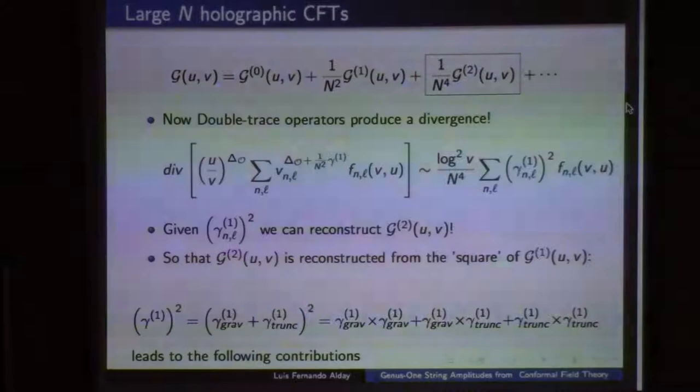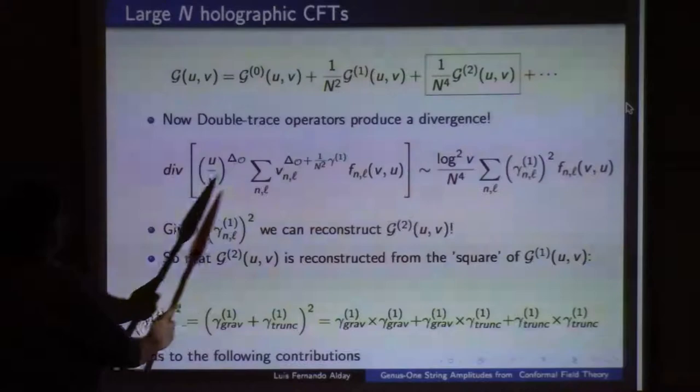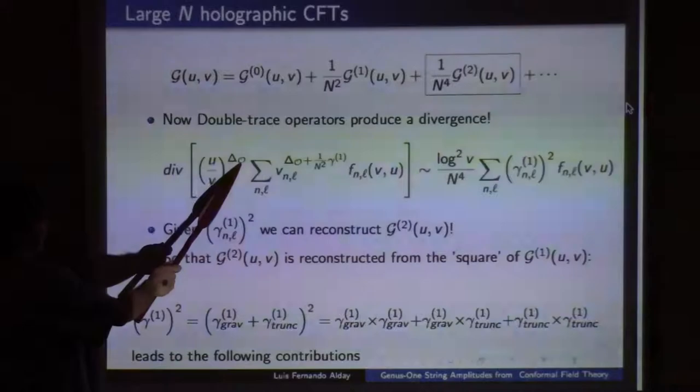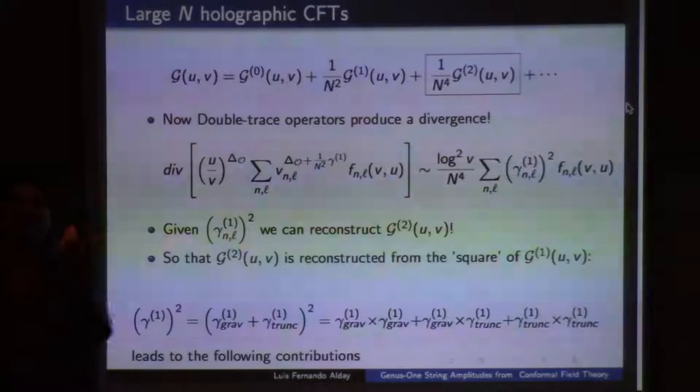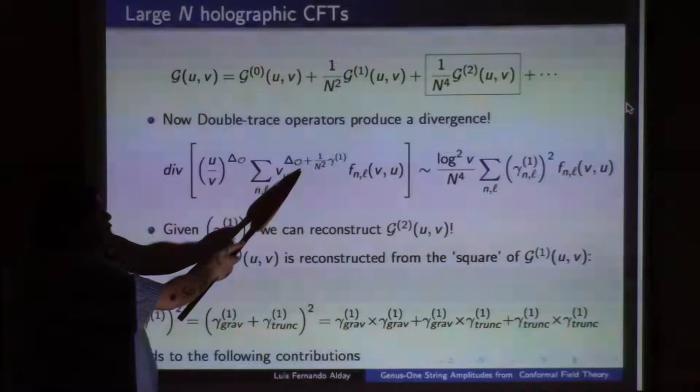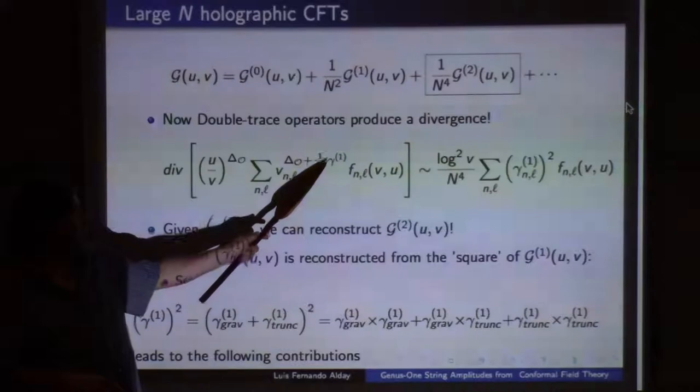The reason why this is so is quite subtle, but the double trace operators in the dual channel will have an expansion like this. It's U over V to the delta, and I have the same conformal block expansion, but in V, U. In particular, they will have V to the twist over 2. But this twist will include the 1 over N squared times the anomalous dimension, which we just computed at the previous order.